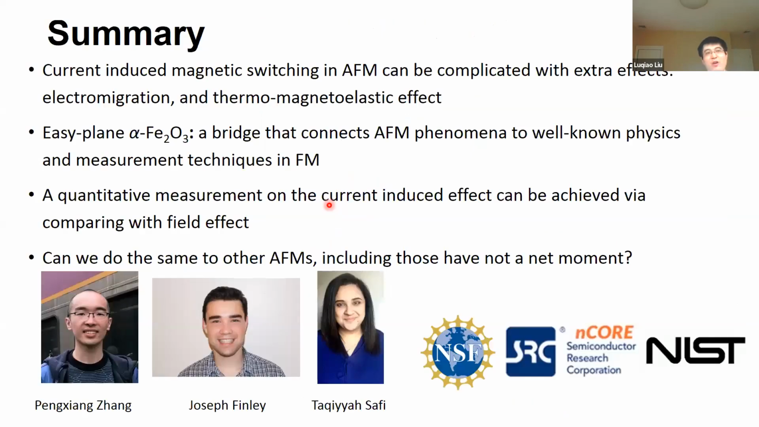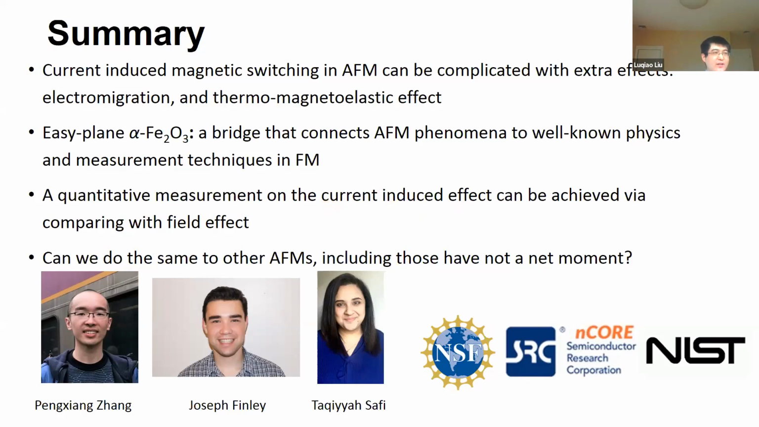Okay, now let's quickly summarize what I showed today. Well, basically, first of all, I showed that when we studied the current-induced switching in platinum alpha oxide bilayer structure, we found that in this system, things can be complicated with extra effects like electromigration and thermal magnetoelastic effect. And particularly, when we use this kind of four-terminal device geometry, things become even worse. So I think we have to be careful to enlarge the window where you get the magnetic switching, try to minimize or push the electromigration effect further away.